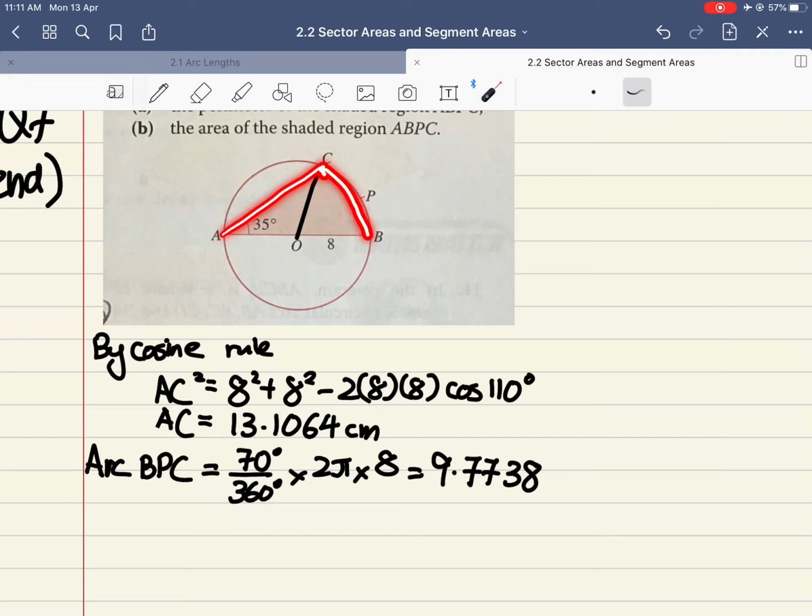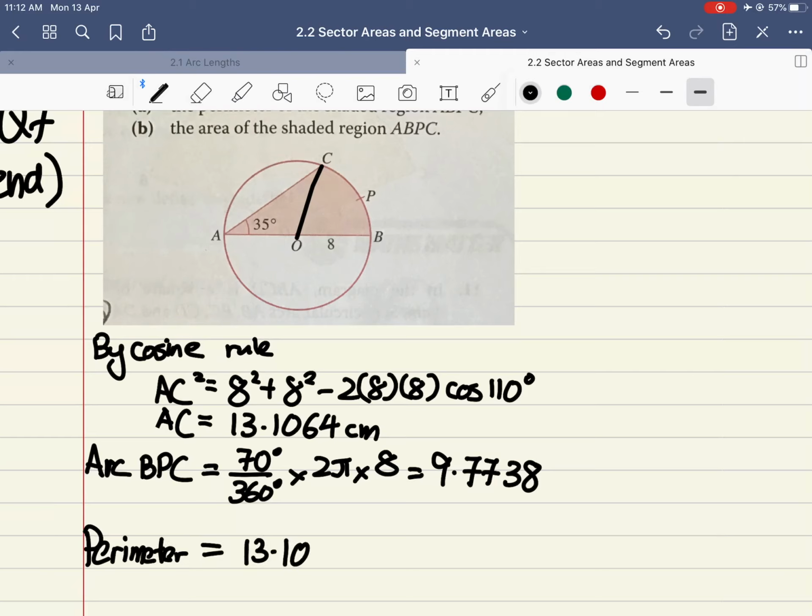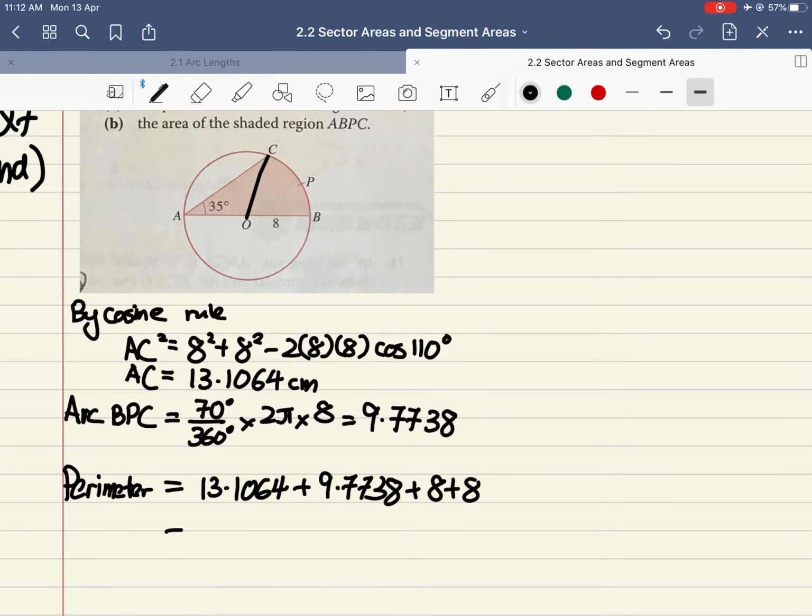If I just add, just look at the diagram for a while. AC is 13.1064. BPC is 9.7738. This is 8 cm. This is 8 cm. This will give me the perimeter of the shaded region. So now I will say that the perimeter is equal to 13.1064 plus 9.7738 plus 8 plus 8. So my perimeter will now be 38.9 cm.